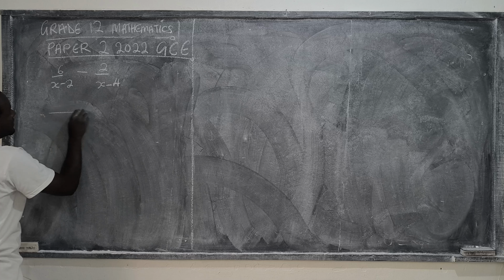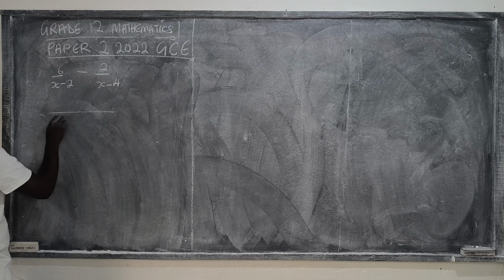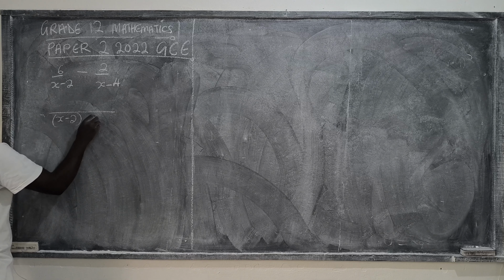So let us deal with the first question here. The first question is saying express 6 over x minus 2 minus 2 over x minus 4 as a single fraction in its simplest form. All right, so what you're going to do is ask what is the common denominator? You just say x minus 2, then x minus 4.